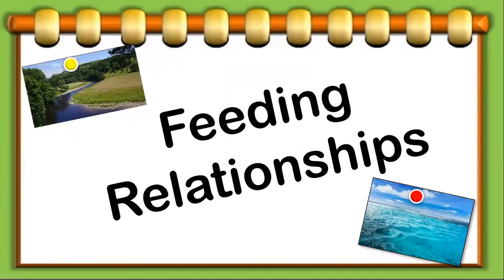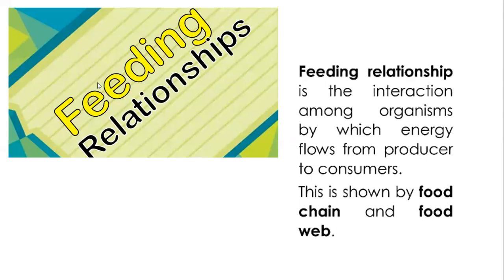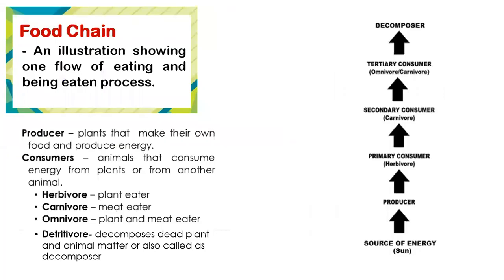So let's proceed to feeding relationships. Feeding relationship is the interaction among organisms by which energy flows from producer to consumer. Feeding relationship can be shown by food chain and food web. When energy is transferred from one organism to another, there is what we call a feeding relationship. Let's start with the food chain. A food chain is an illustration showing one flow of the eating and being eaten process.